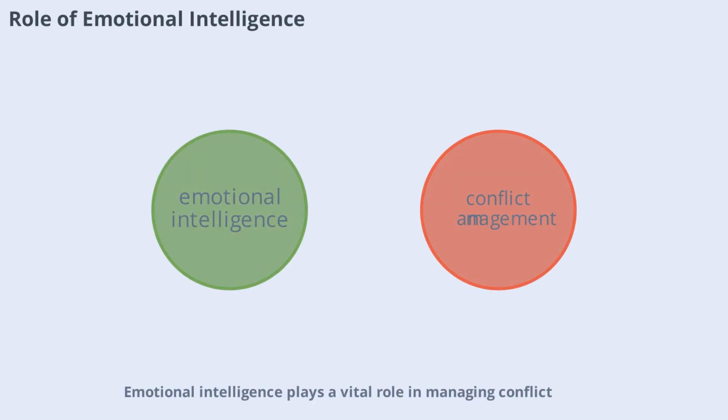Emotional intelligence plays a vital role in managing conflict. It involves self-awareness, self-regulation, empathy, and social skills. By understanding your own emotions and those of others, you can navigate conflicts more effectively. Emotional intelligence helps you stay calm, listen actively, and respond thoughtfully rather than react impulsively. Developing these skills will make you a more effective project manager and team leader.